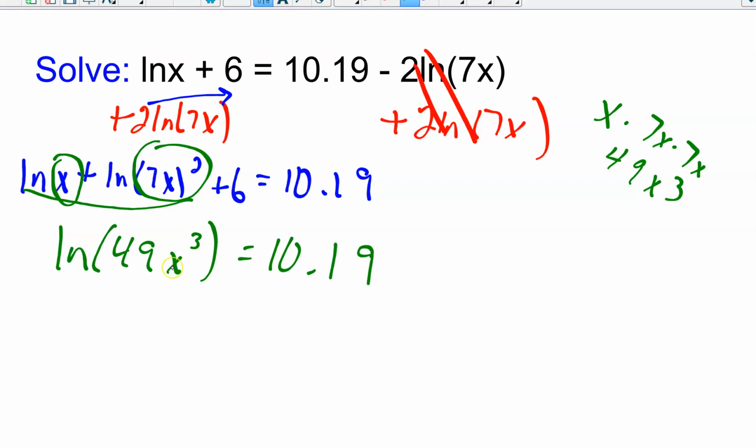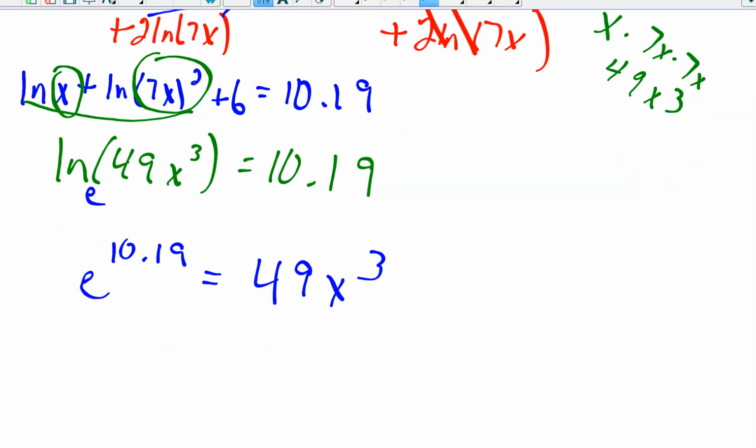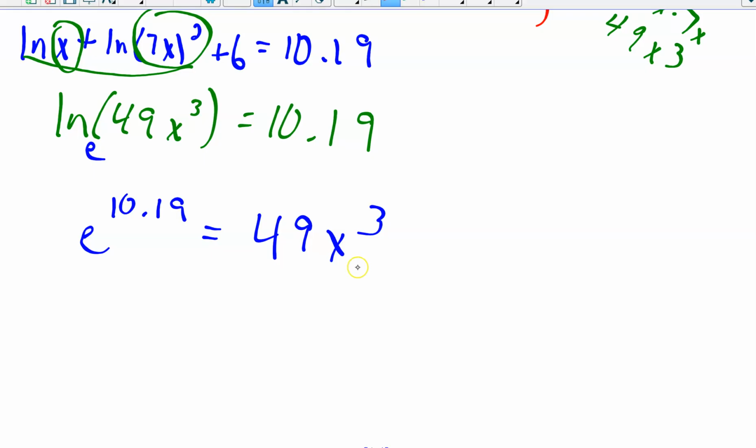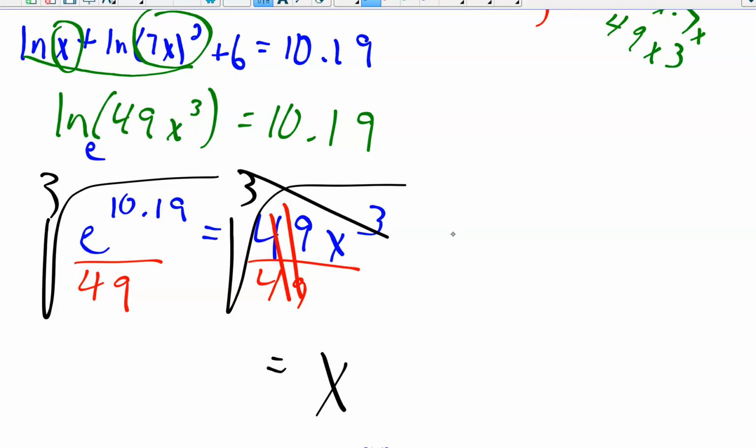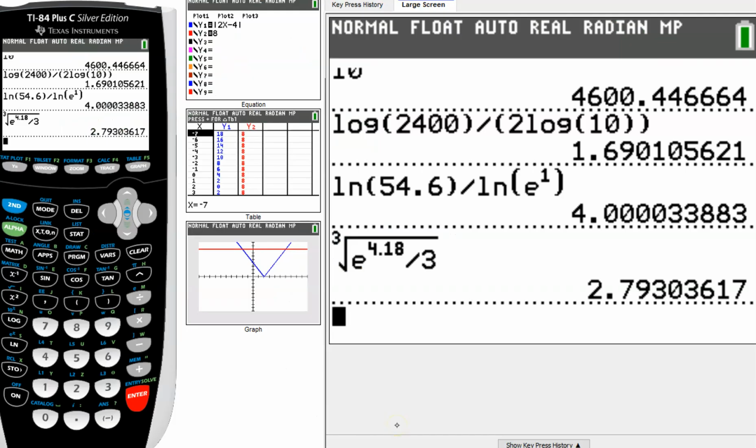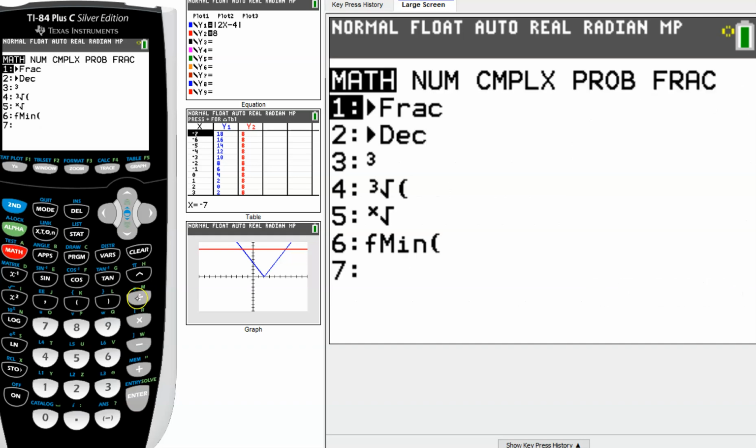So there's nothing else I can do. The x is connected to the natural log. The only way to break it out is to go exponential. And I have an e as a base here. So I'm going to go e to the 10.19 equals 49x cubed. And then I'm solving for x, so I've got to divide by 49. And then I'm taking the cube root, so that I'm left with just x on this side because the cubes cancel each other out.